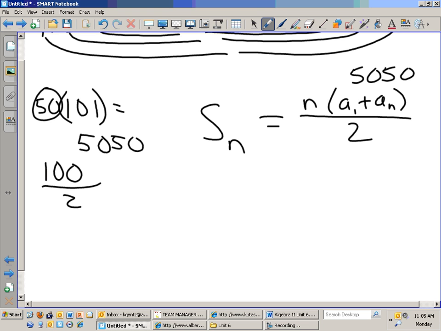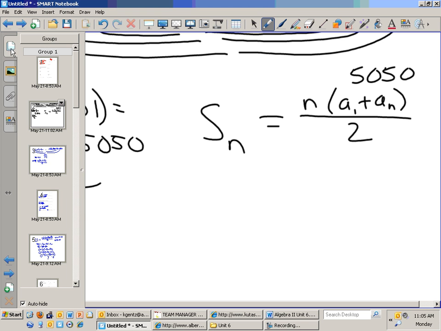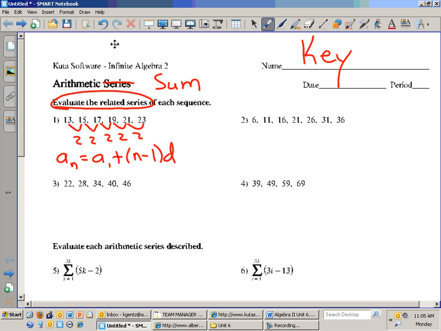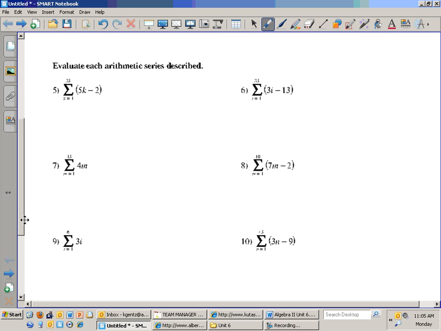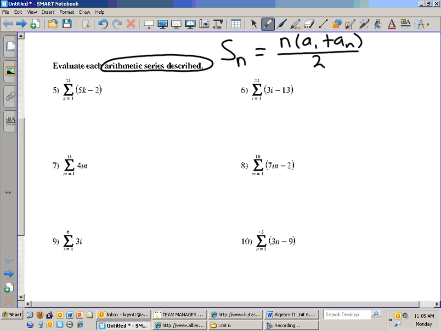So here's what we learned. As we go to our sheet, evaluate each arithmetic series described. The sum of n terms in an arithmetic series is equal to the number of terms times the first term plus the last term, divided by 2. And so we have our formula.